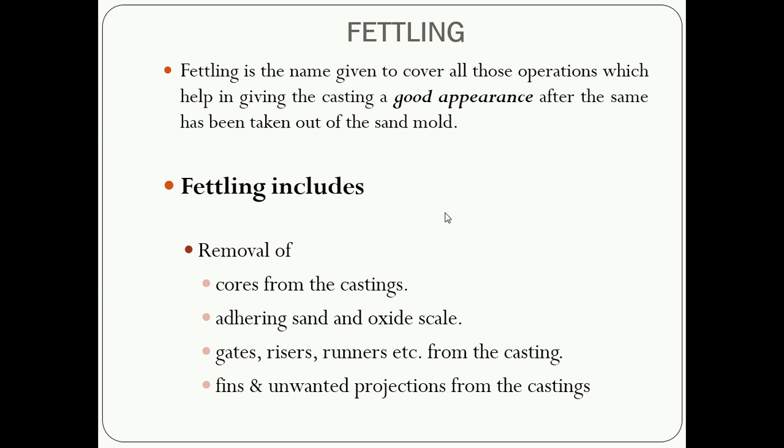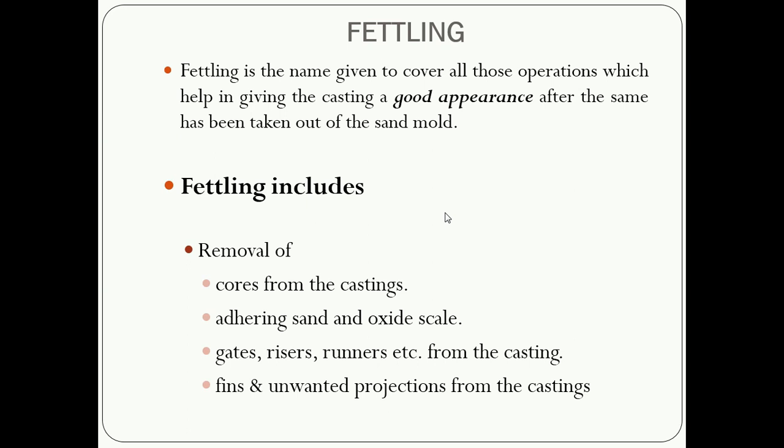We have seen in the first chapter, core is made up of sand. Core is generally removed by breaking. We can use a hammer directly for breaking of the core, and core is only required when I have to produce a hollow casting. If my casting is solid, there is no question of using a core. Fettling includes removal of core from the casting.